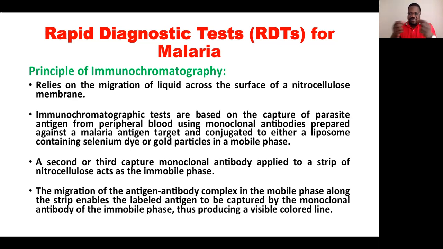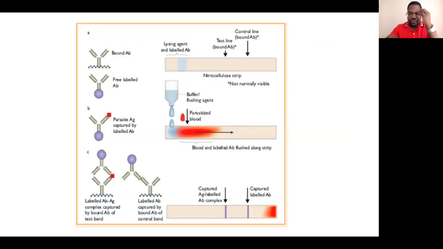Okay, so the antibody is on the strip, and it's going to capture the antigen. Then it will progress, but there is a second or third capture monoclonal antibody. So we will see like here. What happens here is that you have the strip, a nitrocellulose strip. In this strip, you have a place where you will put your drop of blood. Then you have a lysing agent that you will add here. It will then allow this to progress.